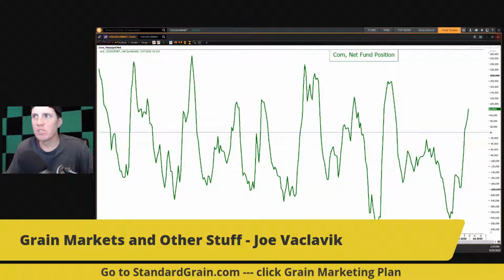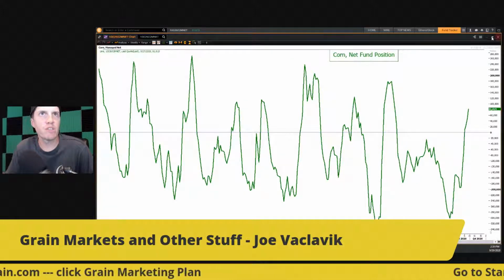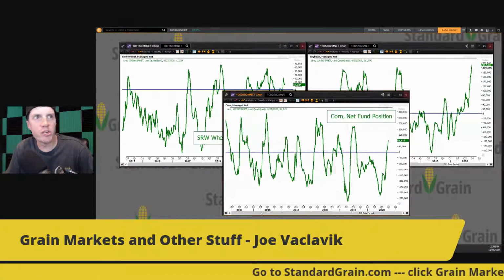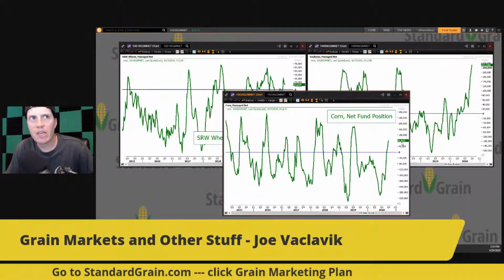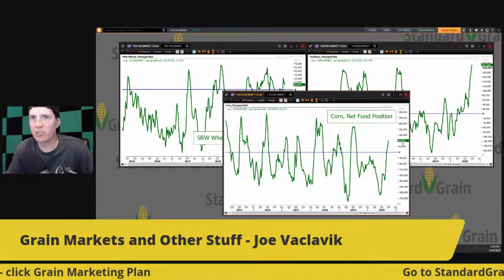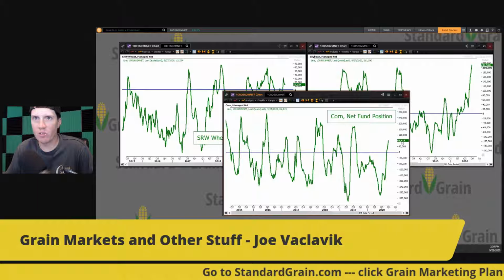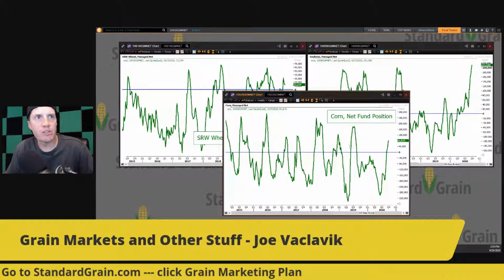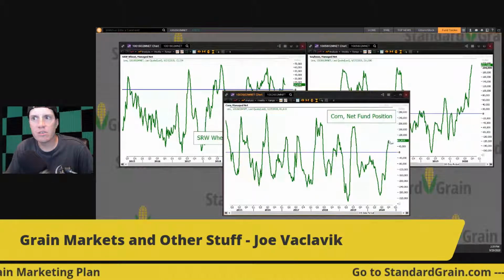I don't know if you can see that full chart. Let's see here with the dates on there, if I can fix that. Okay, so here's the corn chart with the date. And this one goes back to 2015. If you can't see this number here, as of last week, the funds were long 81,000 contracts of corn, net long. That's when you take their longs and subtract their shorts. That's where they're at.